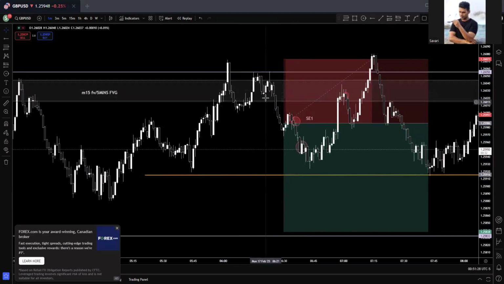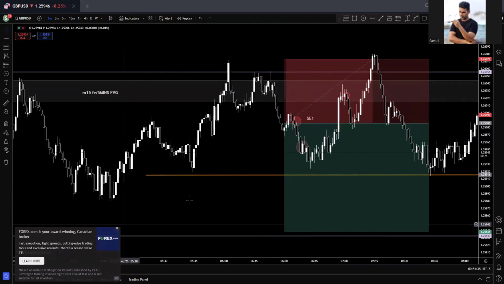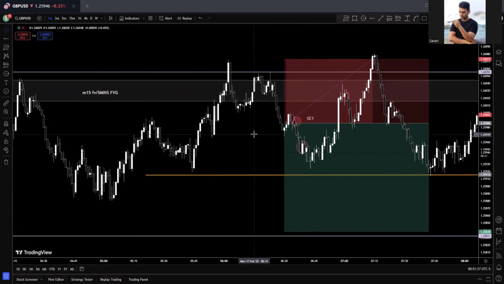I like to see this fair value gap hold. If any candle closes above this fair value gap, it means I'm going to be wrong. That's it. This is my game plan. This should be my game plan every single day.